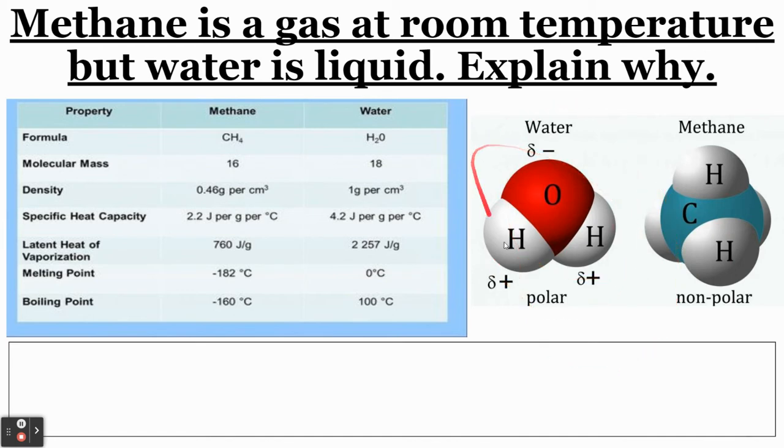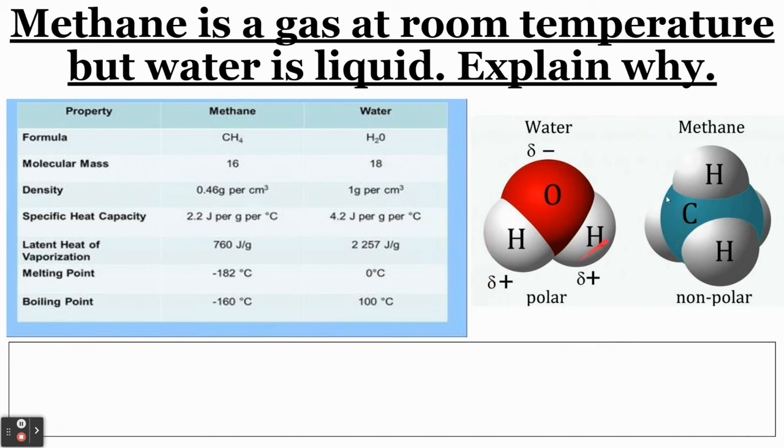But why is it that water has a higher melting point, boiling point than methane, even though they're similar in size? So if they're similar in size, their LDF are roughly similar. You could argue that water has a little bit more LDF, but probably not enough to make this huge difference in boiling point and melting points. So really what I'm looking for here is that water has higher boiling point, melting point.